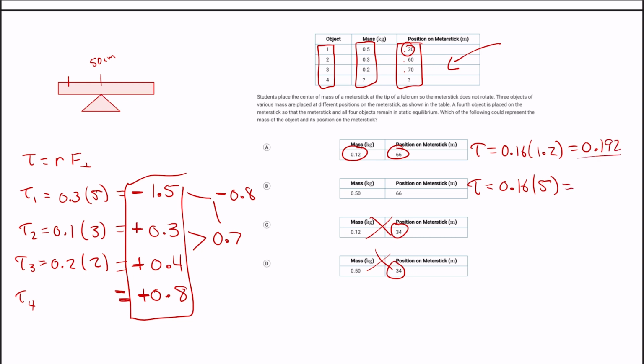Let's go ahead and calculate it. 0.16 times 5 is equal to 0.8. And that's exactly what we needed it to be, positive 0.8. The answer is B.